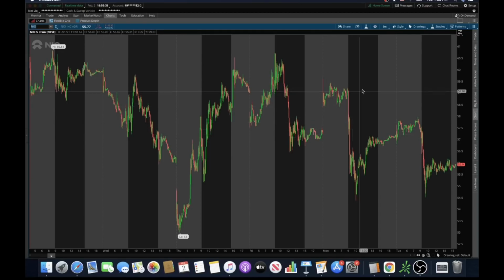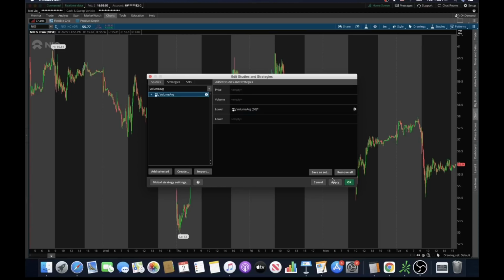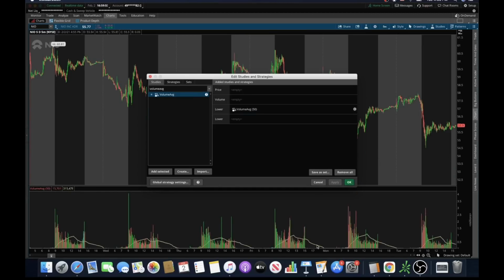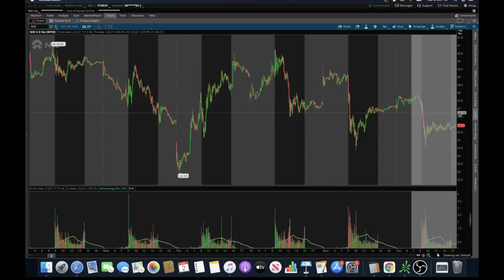So the first indicator that I'm going to add is going to be my volume average indicator. So we're going to go to studies, edit studies, and we're going to type in volume average and add this indicator and apply it. So there we go. It automatically applies the volume average with a 50-day moving average over it. So if you look at this, we can see exactly when the stock has high volume, low volume.